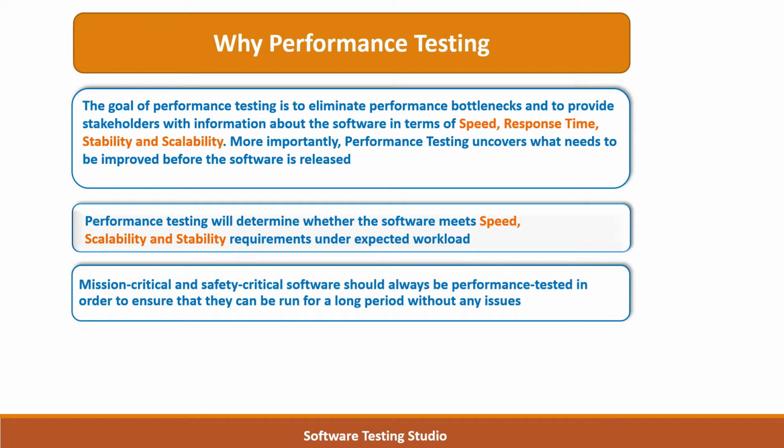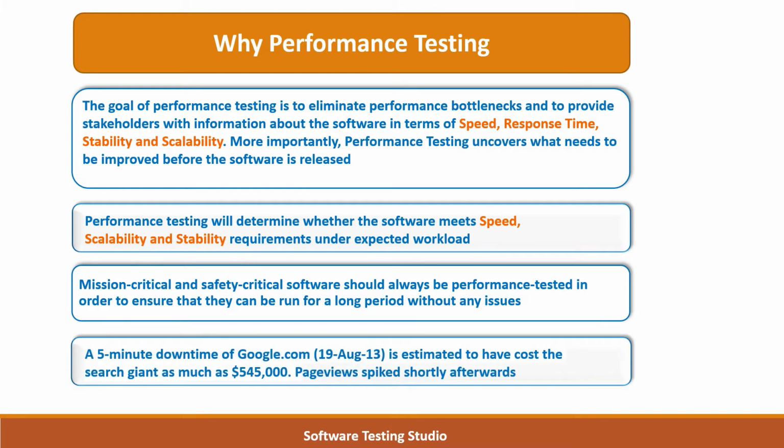Mission-critical and safety-critical software should always be performance tested in order to ensure that it can be run for a long period of time without any issues. A 5-minute downtime of Google in August 2013 is estimated to have cost the search giant as much as $500,000 in losses. Page views spiked shortly afterwards.